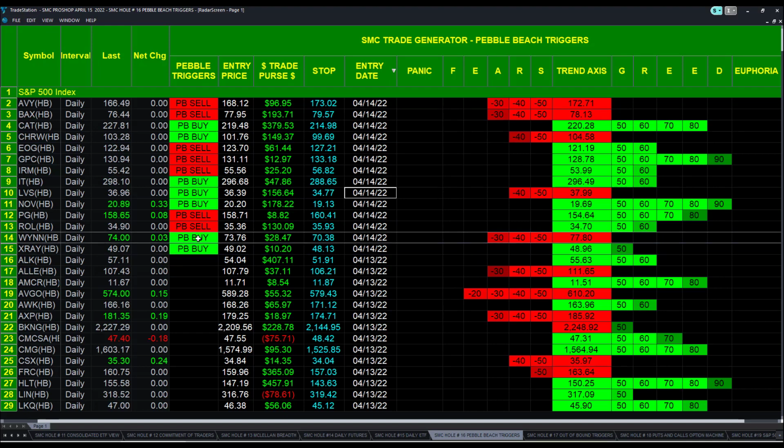I'm happy to discuss what this is. Basically, it is a highly probable candlestick formation on a daily basis that is being scanned for by the computer. And this was a style of trading that I did in the 2000s. We still do, but I automated it through this tool. Pebble Beach trade triggers. This is hole number 16.